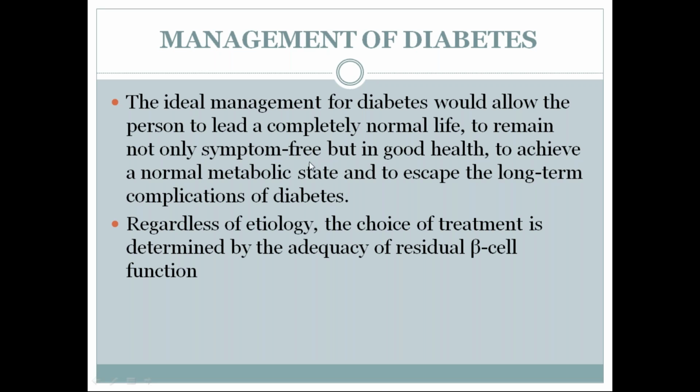So what is the management? Ideal management includes allowing the person to lead a completely normal life, remain symptom free, achieve a normal metabolic state, and escape long-term complications of diabetes. Regardless of the etiology, the choice of treatment is determined by the adequacy of residual beta cell function. So if the beta cell function is normal, you will keep the patients on oral hypoglycemic drugs. If the patient has complete loss of beta cell function, then you have to make them completely dependent on insulin.